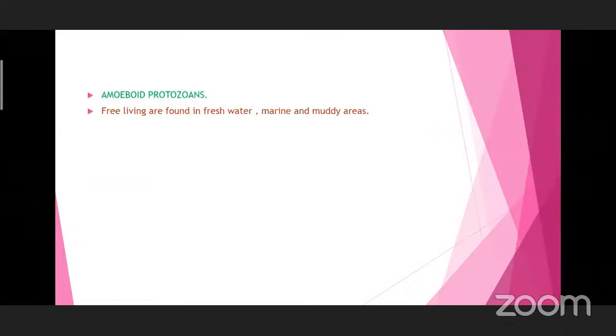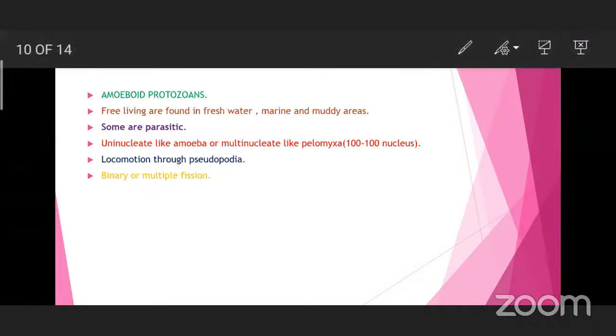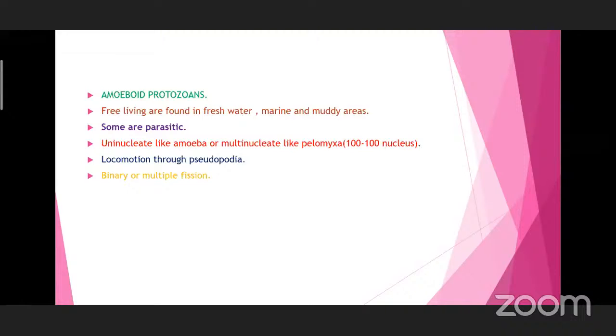Next, we have the protozoans, the protozoan protist, the amoeboid movement, amoeba. You can see amoeba, if you are familiar with, free living, found in freshwater, marine, and muddy areas. Some of them are parasitic and uninucleate, like amoeba, single nucleus. And there is a multinucleate, like Pelomyxa. It will be having 100 to 1000 nuclei. This point is very important.